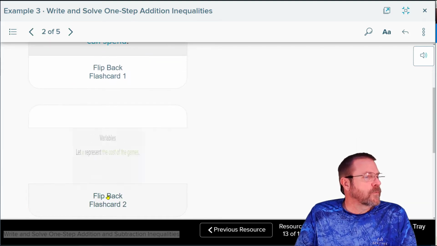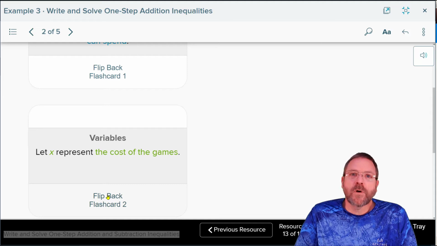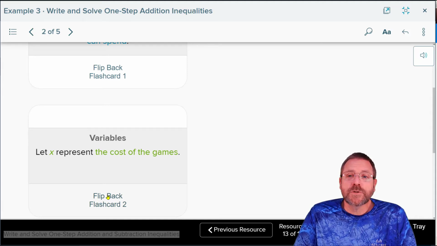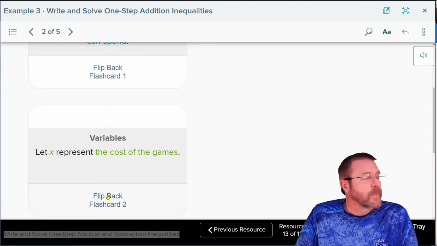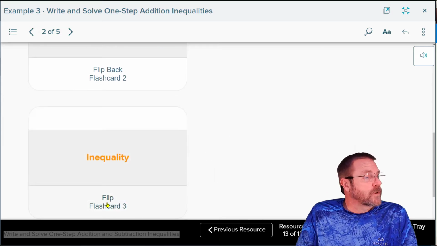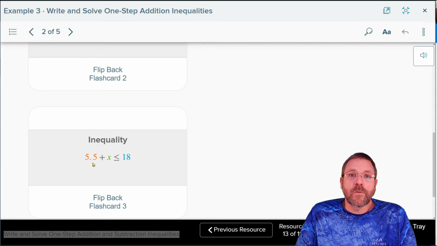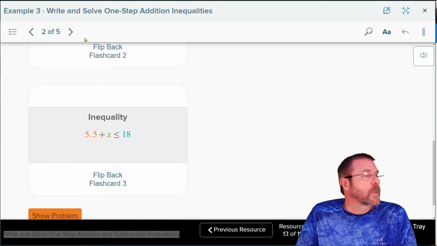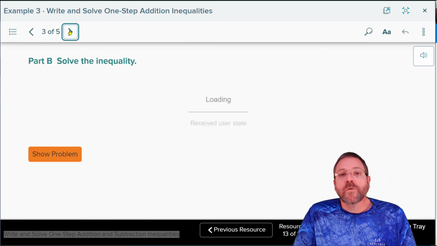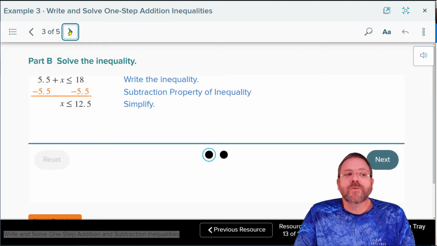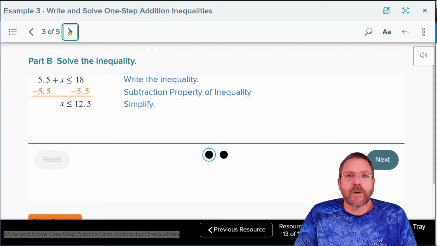Moving along here, for your variable, they let x equal the cost of games. I would have used g, but x is just fine. And then from there, they created their inequality that said the $5.50 for the go-kart plus x dollars for the games had to be less than or equal to the $18 that he brought to spend there. From there, we're going to move on to solving that inequality, and you're going to treat it just like you treated an equation. No difference at all.